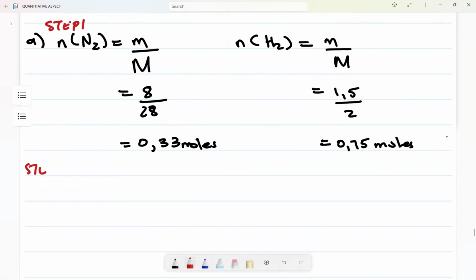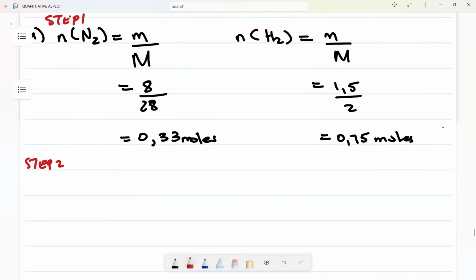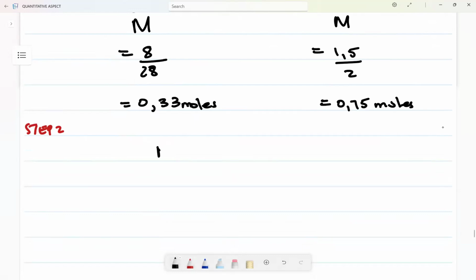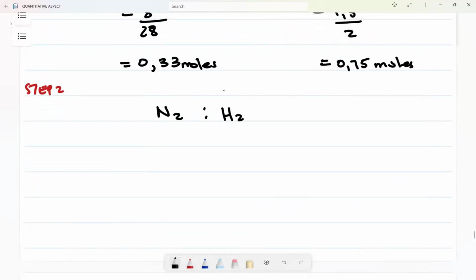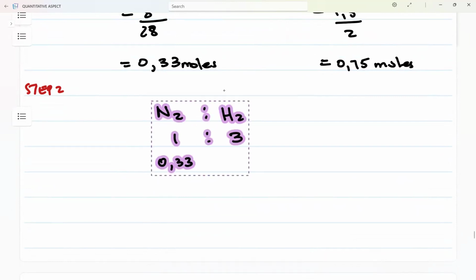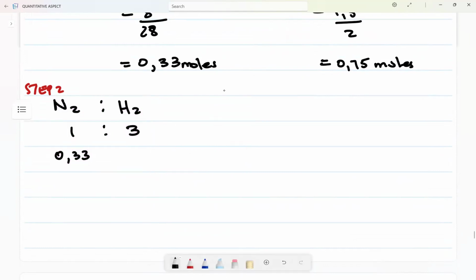Let's do step 2 now. Step 2 says I need to compare using the ratio. How do I compare using the ratio? I say the ratio between N2 and H2 is 1:3. Let me shift it here so that I will do the other option. This is the last time that I do both options. From now on, you'll choose either of those two.